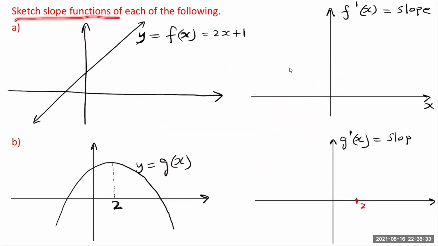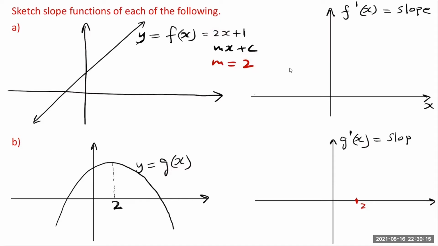All right, let's look at this one. Sketch the slope functions of each of the following. So this is the given graph. Clearly, this is a straight line. Let's say that the straight line is y equals 2x plus 1. How do you draw the slope function for this straight line? We know that if this is a straight line, the slope is a constant, right? How do you find the slope if the equation of the straight line is given? View this as y equals mx plus c. Then m is your slope. M in this case is 2.